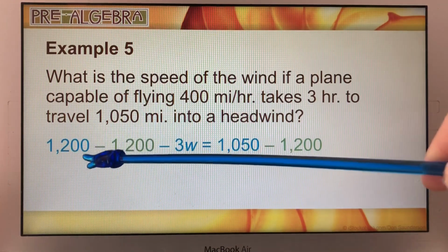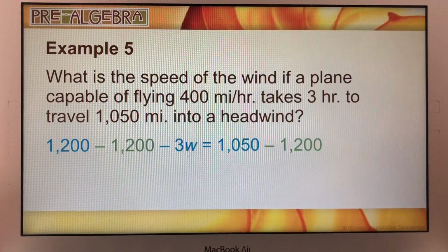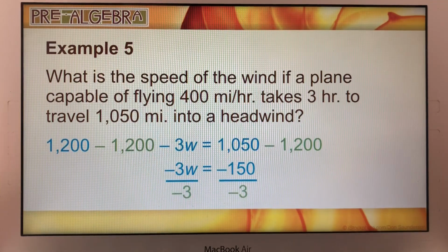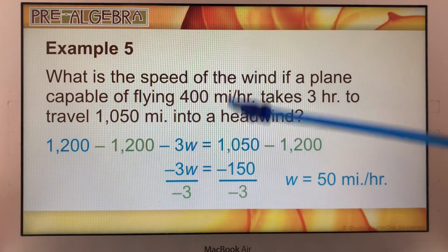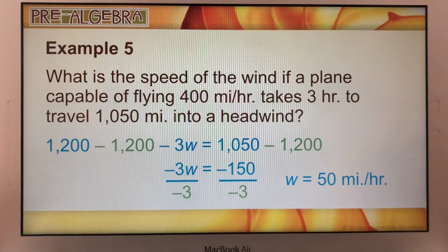And we're going to move the 1,200 over to the other side. We have negative 3W now is equal to negative 150. And then when we divide by negative 3, the speed of the wind is going to be 50 miles per hour. And that's our final answer.